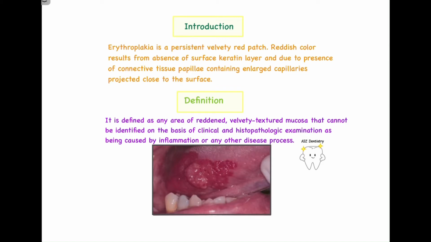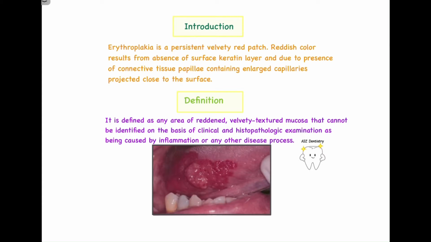Next, the definition. It is defined as an area of reddened, velvety textured mucosa. As we have discussed previously, it is predominantly a red patch, and in texture it is velvety. This lesion cannot be identified on the basis of any clinical or histopathological examination. So it is not a particularly defined type of lesion, and it hasn't yet been related to any kind of inflammation or any other disease process.